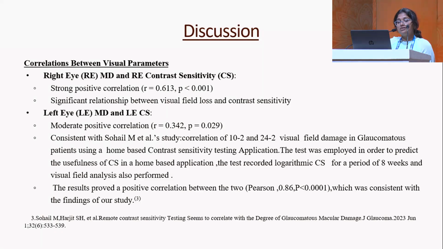The discussion: right eye mean deviation and right eye contrast sensitivity score have a positive correlation with a P of less than 0.001, and a significant relation between visual field loss and contrast sensitivity was seen. Left eye mean deviation and left eye contrast sensitivity scores show a moderate positive correlation. These were consistent with the study done by Suhail et al., which was conducted over a period of 8 weeks using a home-based contrast sensitivity testing chart. The results proved a positive correlation between the two, which was consistent with the findings of our study.